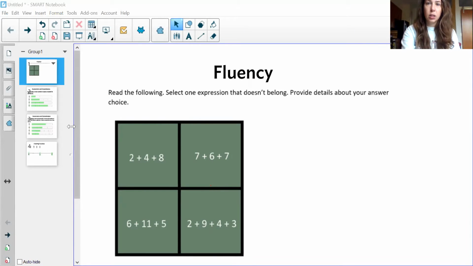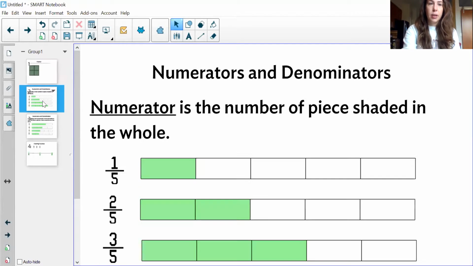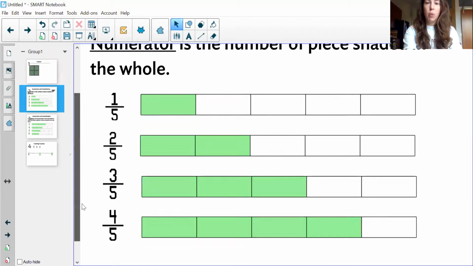Okay, let's take a look at numerators and denominators. So let's first talk about a numerator. A numerator in a fraction is the number of pieces shaded in the whole. So if you look here, I have a bunch of fractions with different numerators but the same denominator. So 1/5, 2/5, 3/5, 4/5. The size of the pieces stays the same because the numerator has nothing to do with the size of the pieces. Here, only one piece is shaded because it's 1/5.